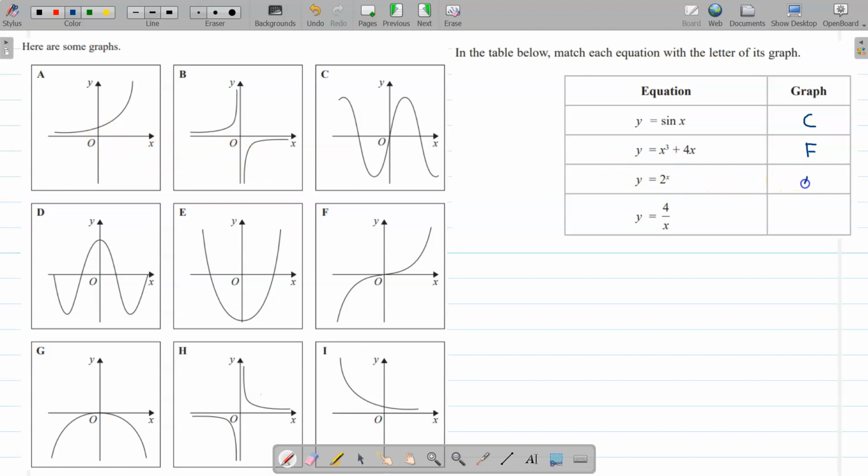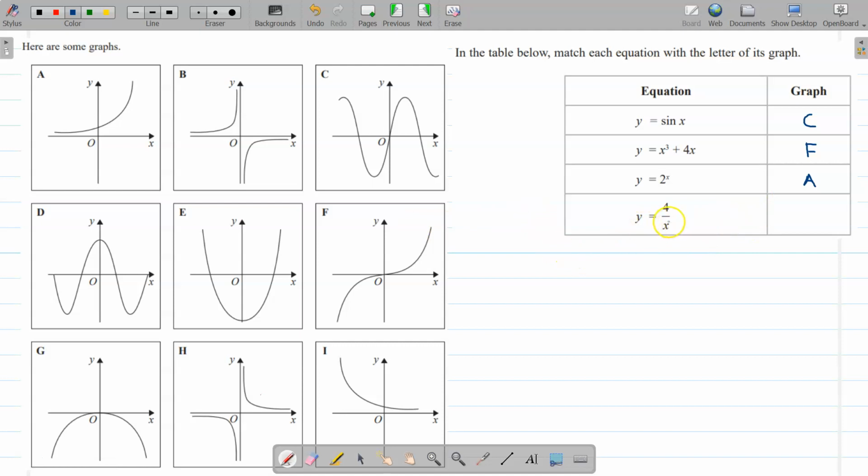Okay, just a little note about that graph. It's not quite right because it looks like it's starting to curve away from the axis here, which of course it wouldn't do. It would continue to approach the x-axis but never reach it.